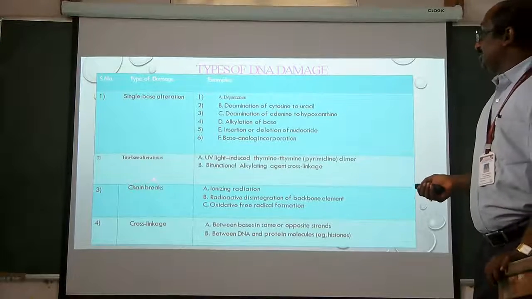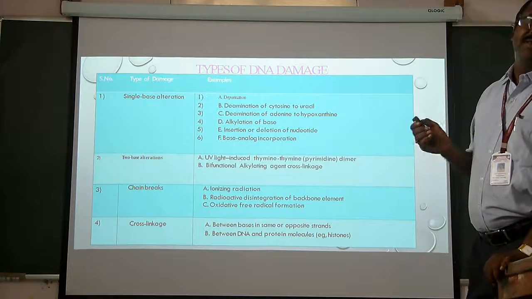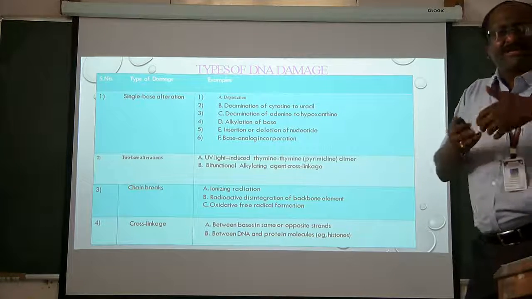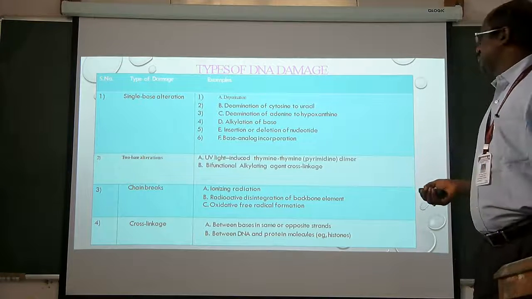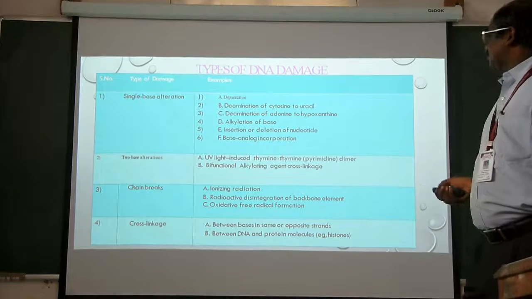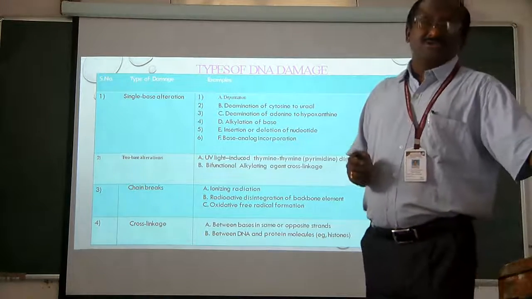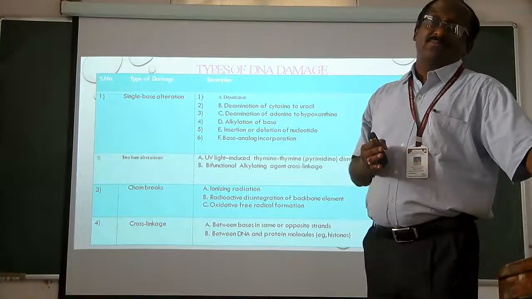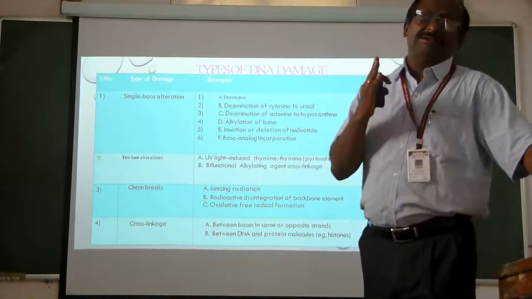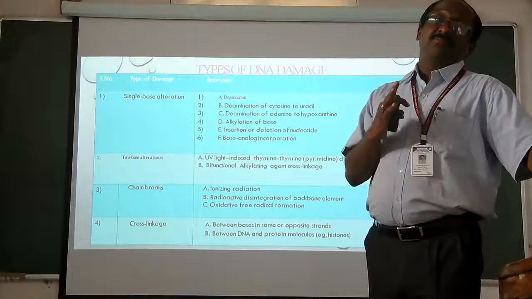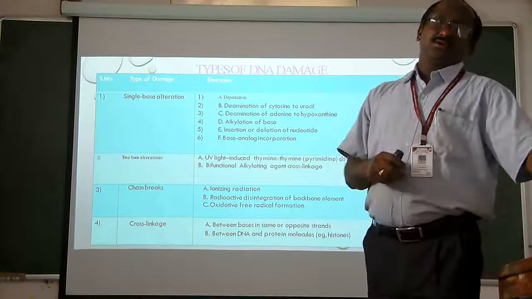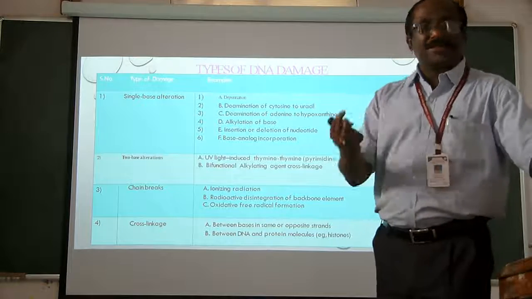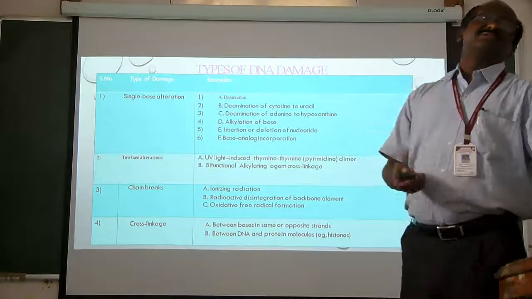The third is the chain break DNA damage mechanism, where during ionizing radiation, the entire chain of the DNA may be damaged. Next is the radioactive disintegration of the backbone element. As you know, in the process of replication, one strand of the DNA forms the backbone. That strand also may be damaged, and with severe damage of the backbone, it cannot synthesize, or it cannot reproduce the next strand, another replica of the DNA, and the sequences may change.